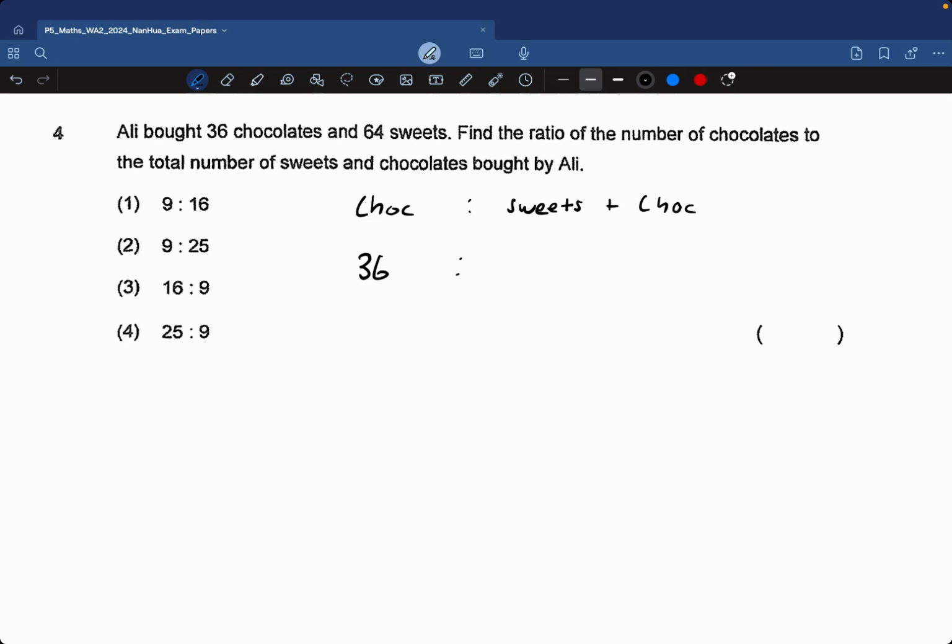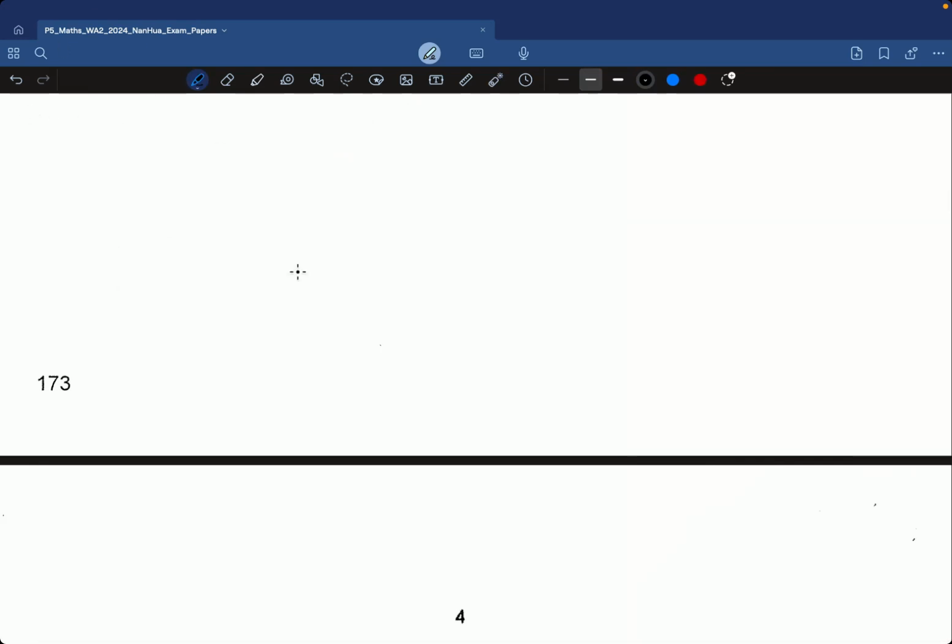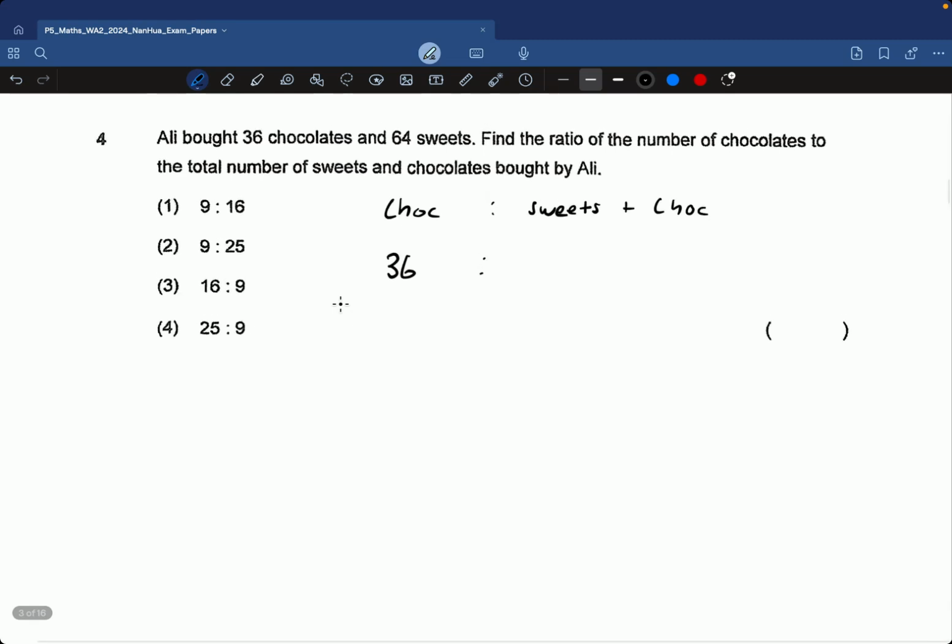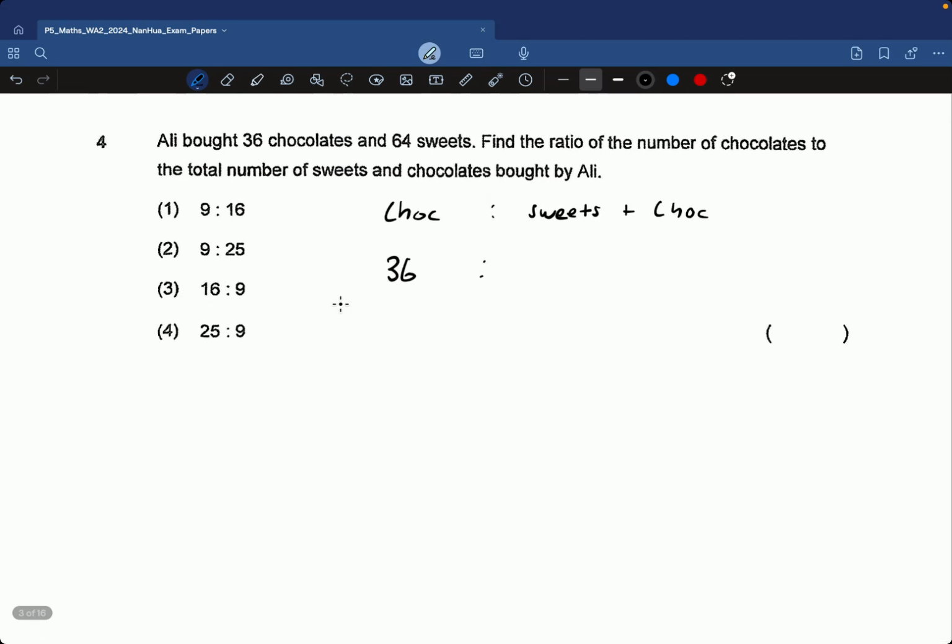And then to the sweets plus the chocolates. The sweets is 64. And then we have plus chocolates. So the chocolates is 36.